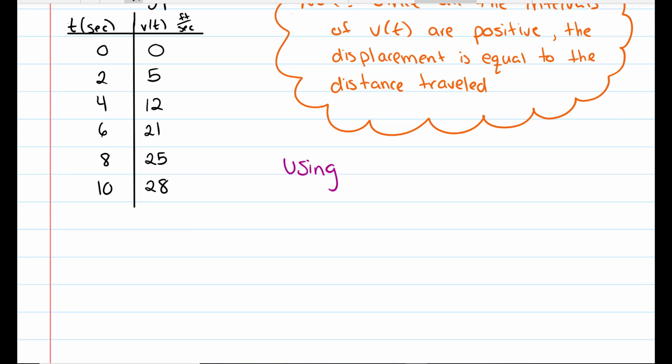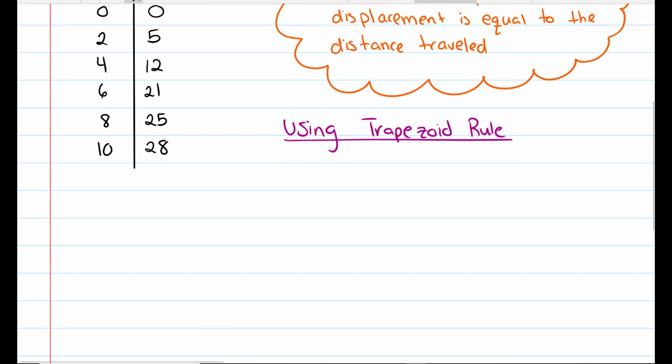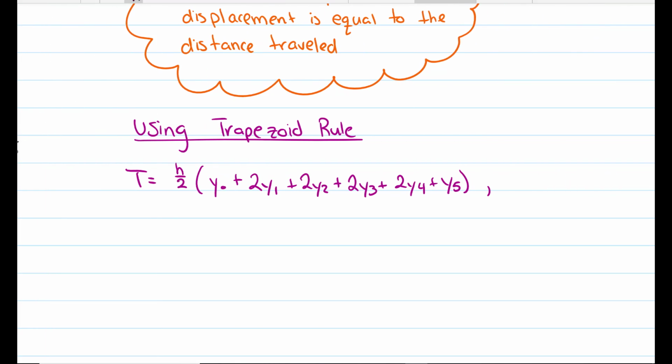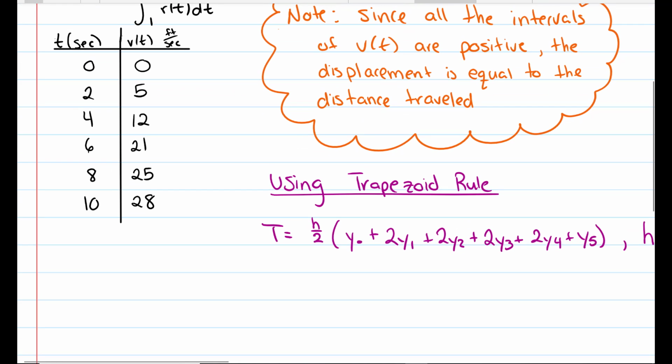Alright, so now to use the trapezoid rule. Using the trapezoid rule, we know that the equation is going to be h over 2 times y naught plus 2y1 plus 2y2 plus 2y3 plus 2y4 plus y5, where the height is equal to b minus a over n. So it might be helpful to go back to the table and identify your y naught through y5. This is y naught, y1, y2, y3, y4, y5. This is your x naught, x1, x2, x3, x4, and x5.